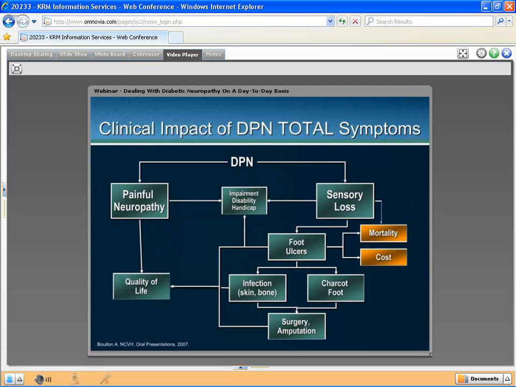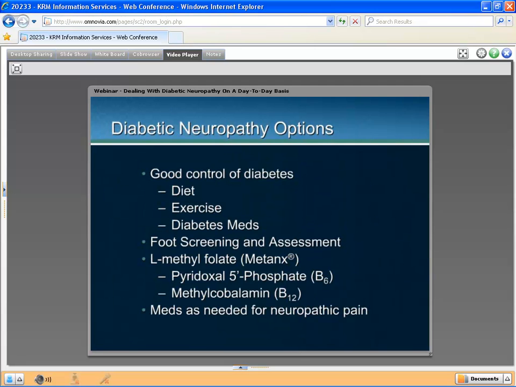The next slide then gives us a bit of a beginning thought about what we need to do. And as Dr. Maynard shared with you, the options are related to controlling the diabetes, some medications, and things that we need to do. I wanted to expand our thoughts just a little bit. We must have good control of the diabetes. That is absolutely job number one.